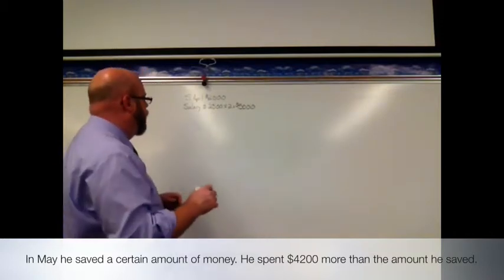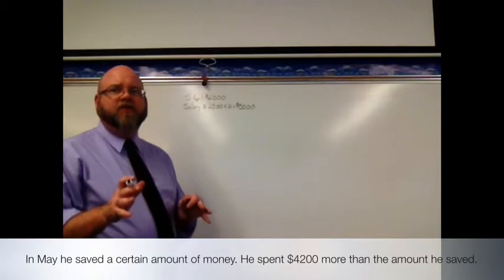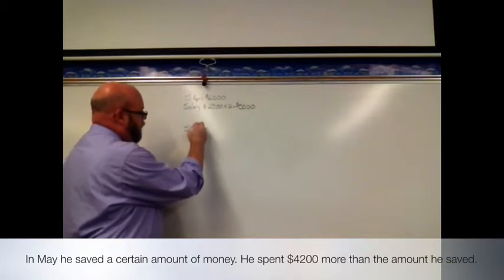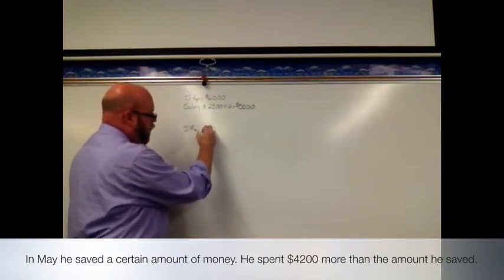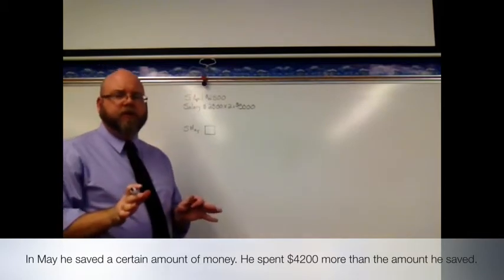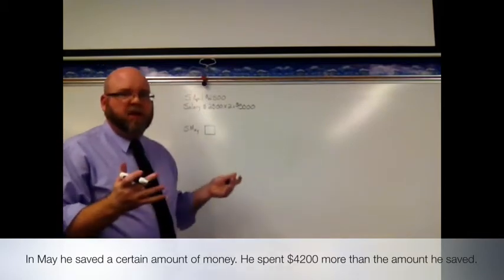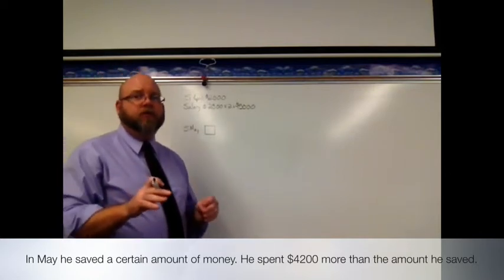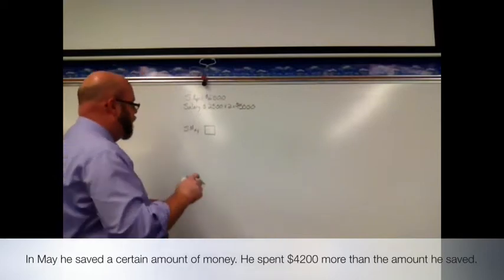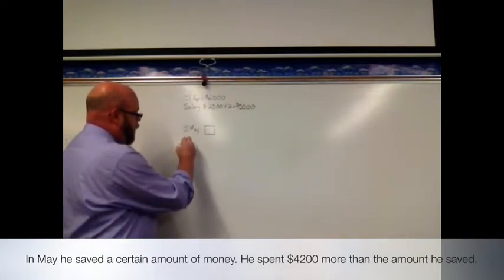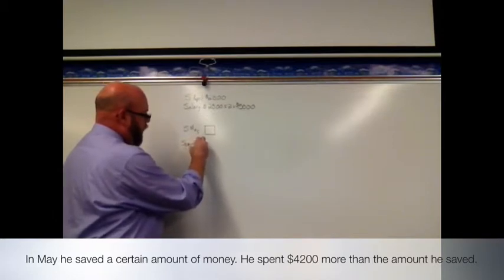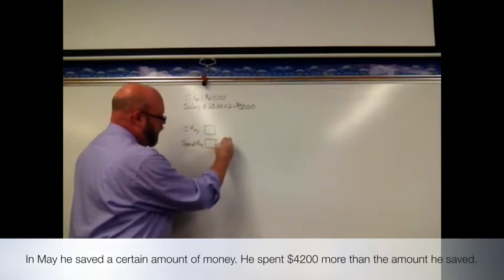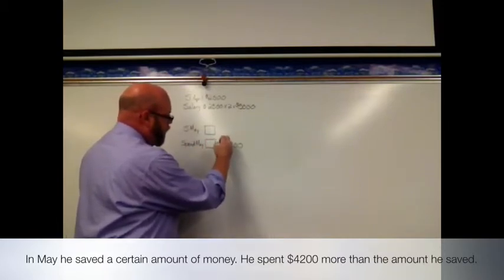So let's look at this. We don't know exactly how much he saved in May. So we're going to call this his savings in May. Okay, that much we can see. His savings in May is a certain amount. Don't know what it is yet. We'll get there. Then it says he spent $4,200 more than the amount he saved. So his spending in May was the amount he saved plus $4,200 more.